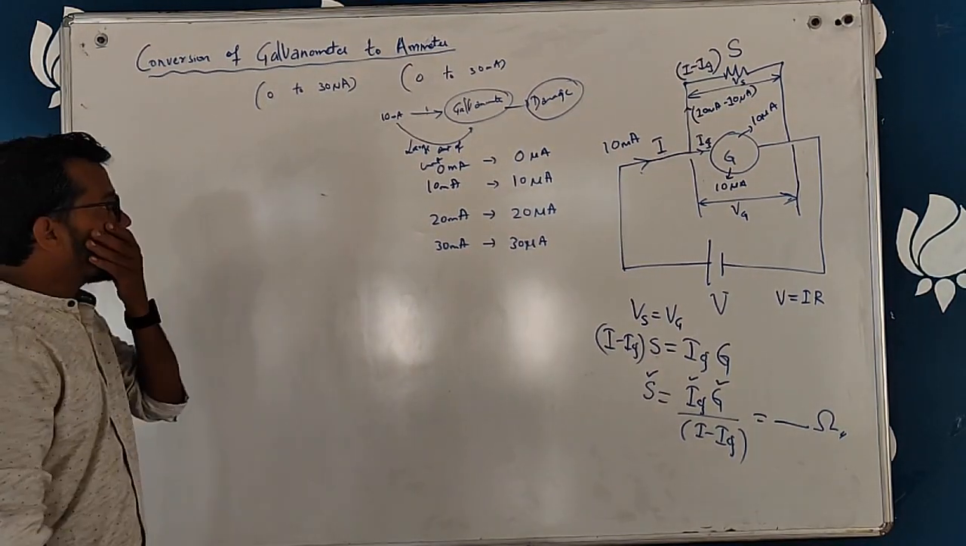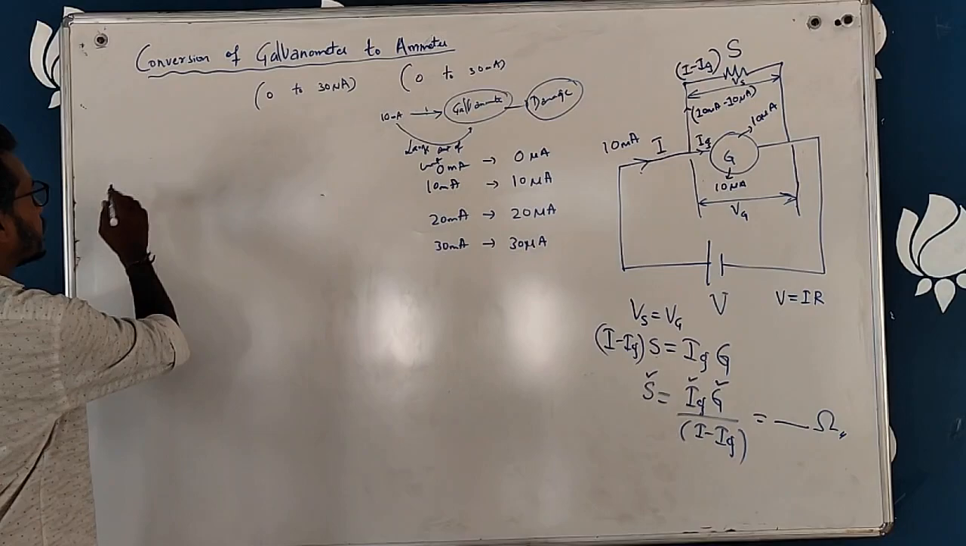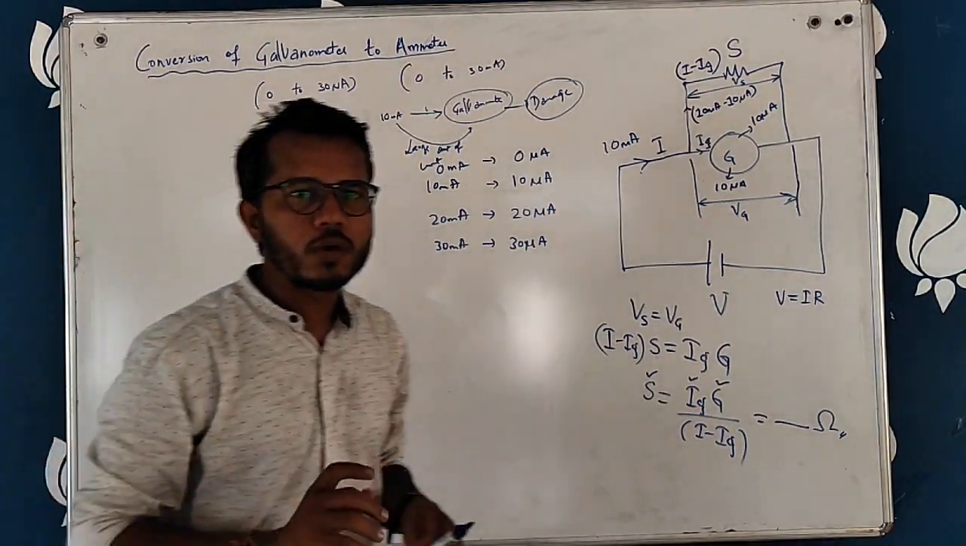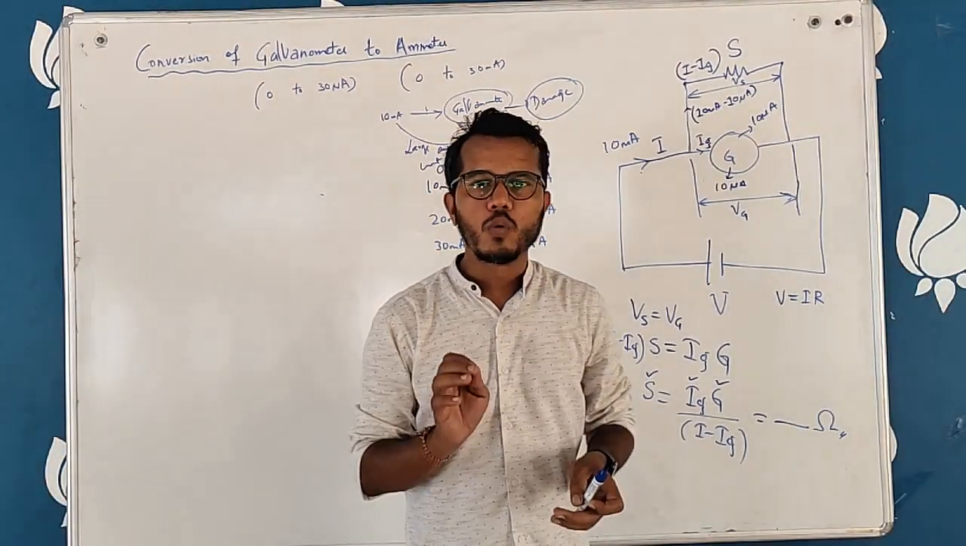So this is the conversion of a galvanometer into an ammeter. Now what I have to do is convert a galvanometer into a voltmeter.